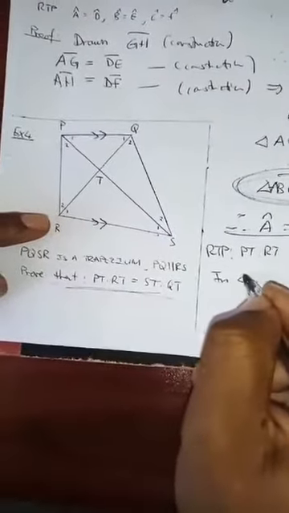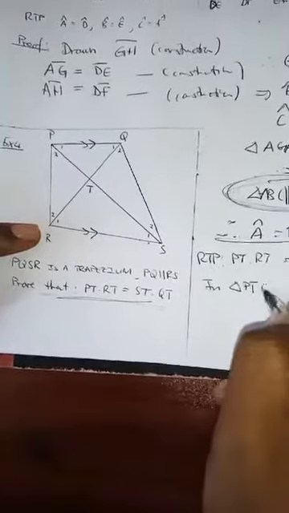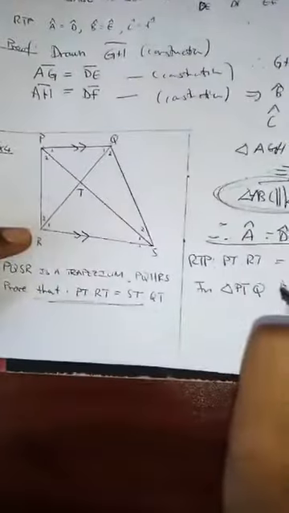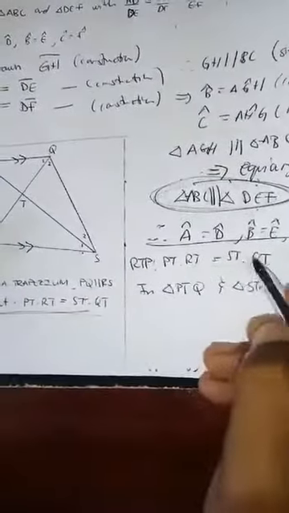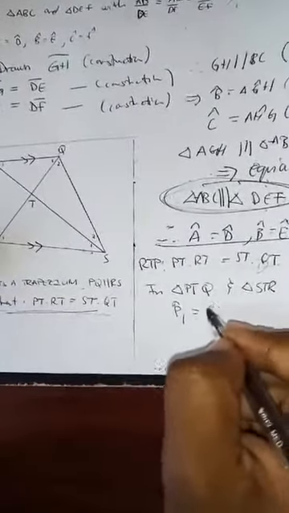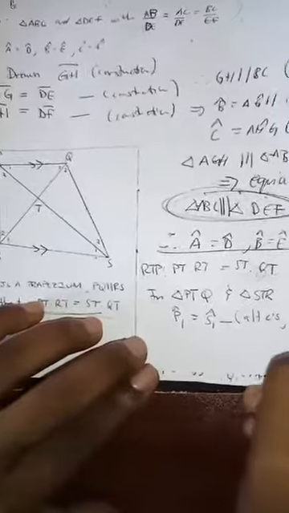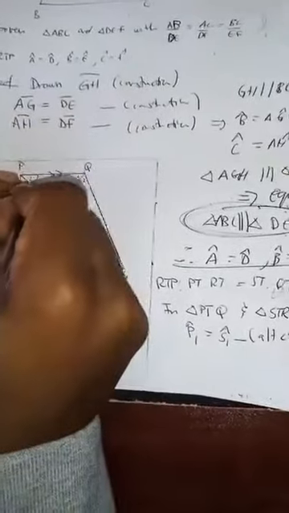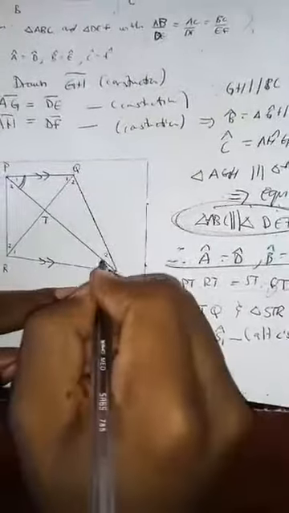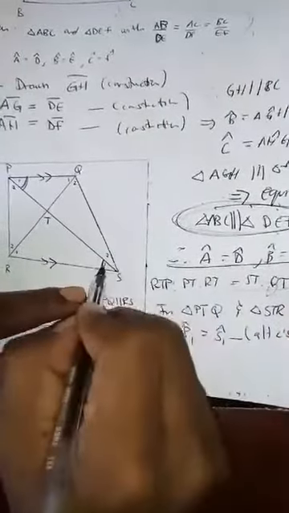Therefore, you can say in triangle PTQ and triangle STR, you have angle P1 being equal to angle S1. Why? These are alternating angles because PQ is parallel to RS. So look at P1. There's P1 there. P1 is that. And our claim is that it is equal to angle S1, which is that angle there. You can see these are alternating angles between parallel lines.